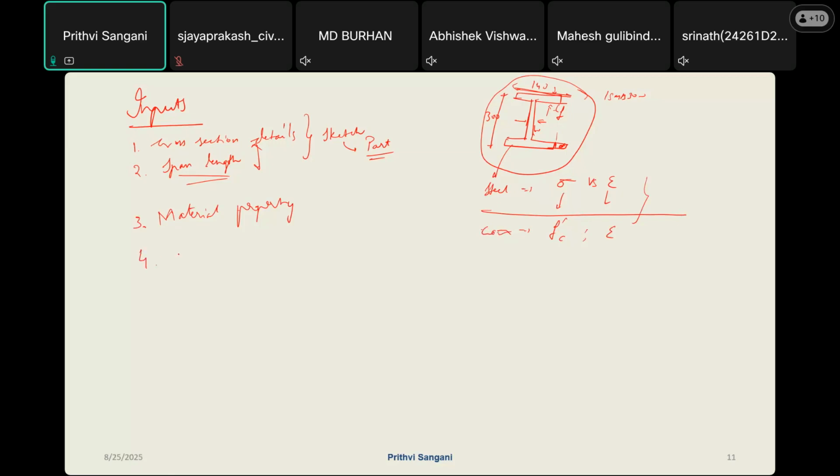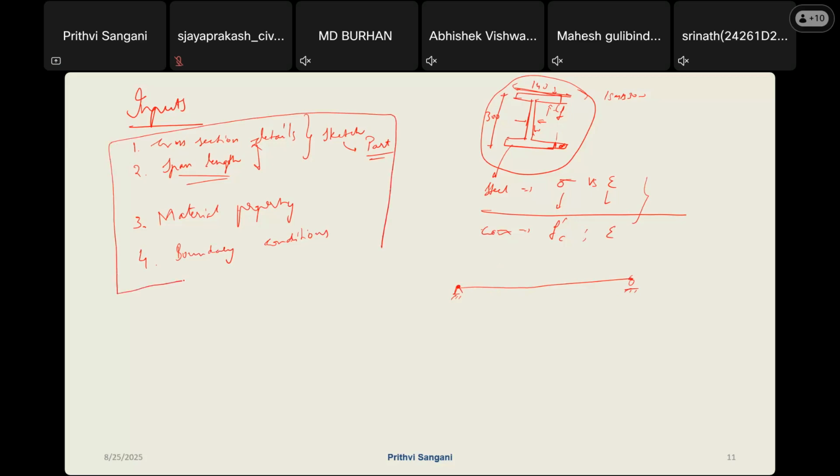The fourth one is boundary condition. Boundary condition is nothing but your support conditions. Let us say this beam is a simply supported beam, and I'm just giving a line diagram of this. So at this end you have a pin support, at this end you have a roller support. So the fourth one is you need the boundary conditions. These are the basic inputs that you need to ask before you go for analysis in ABAQUS.